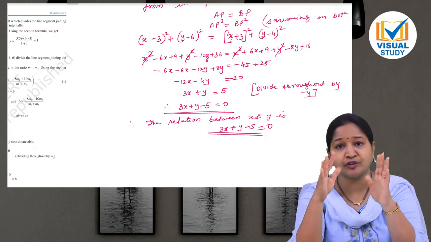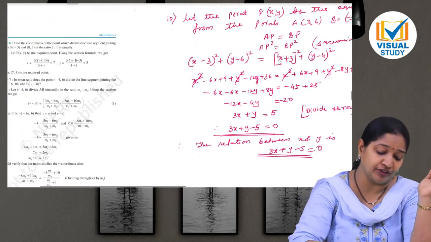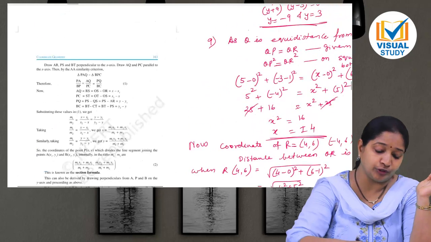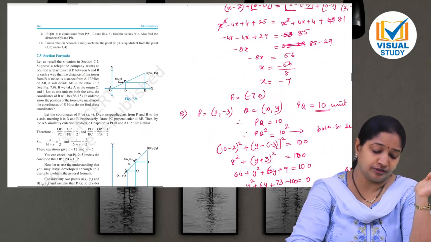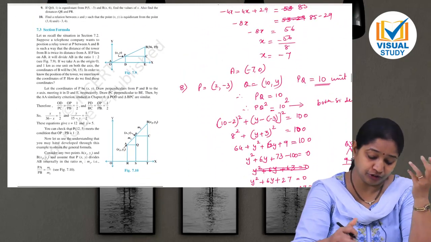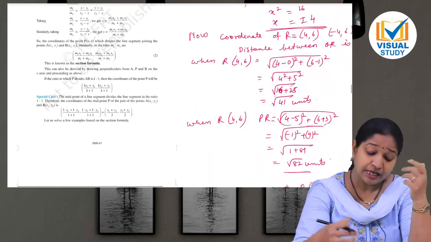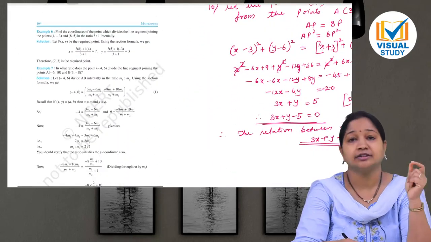So this was the end of our exercise 7.1. In the next lecture we are going to take the section formula. I will teach you the section formula and the area of the triangle. Okay. Thank you.